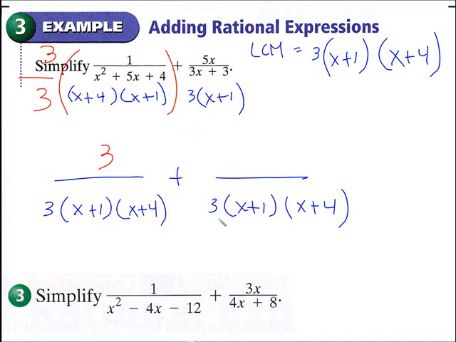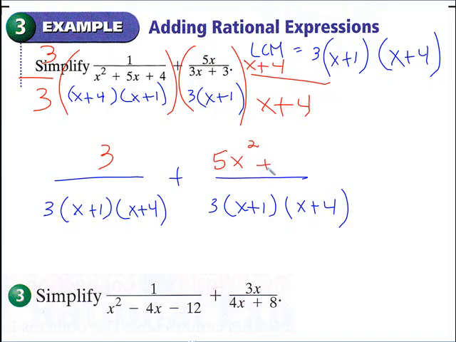Over here, what's missing? We've got the 3 and the x plus 1, but we're missing the x plus 4. So you've got to multiply this by x plus 4, because then that'll give you the missing x plus 4 that you need. You have to do the same thing on the top. So 5x times x gives you 5x squared, and 5x times 4 gives you positive 20x.